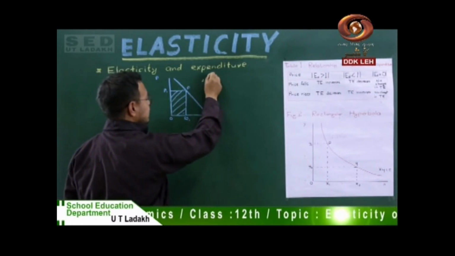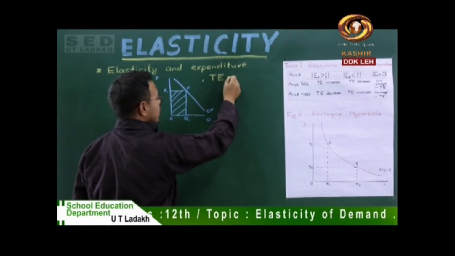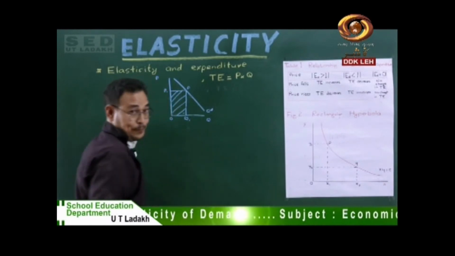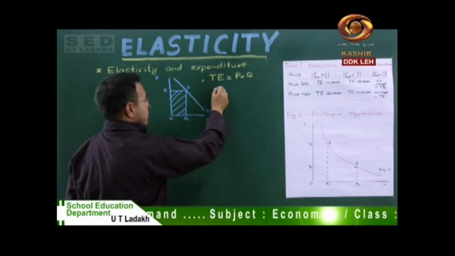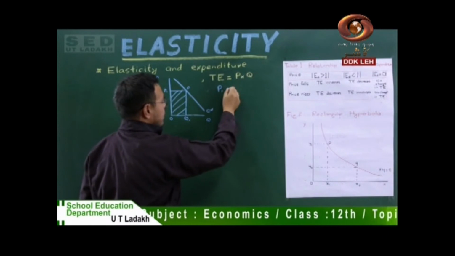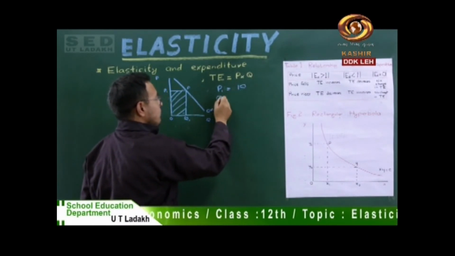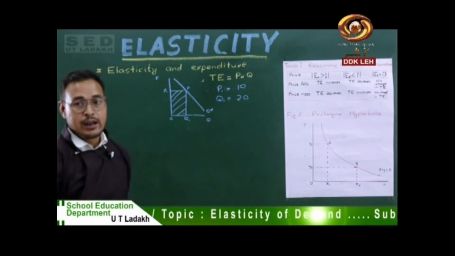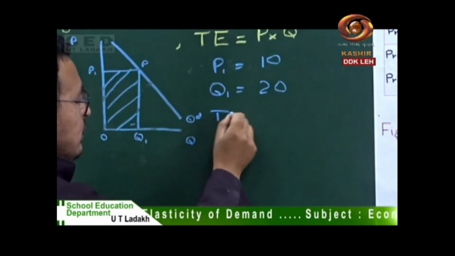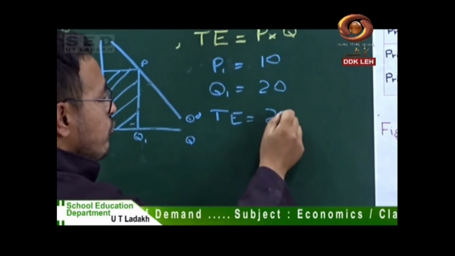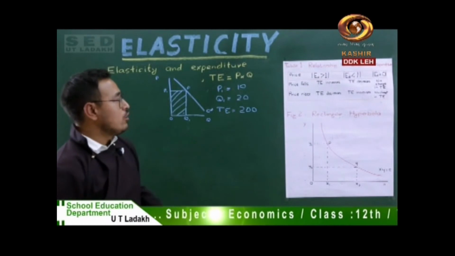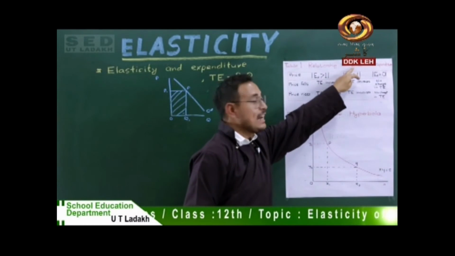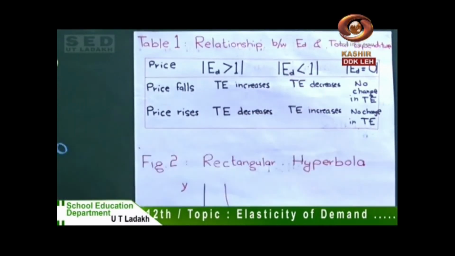Or in other words, if I say what is your total expenditure? Total expenditure is simply a multiple of price and quantity. Suppose the price of a product is 10 rupees and I am demanding 20 units of that product, then the total expenditure is simply 200 rupees. Now I am using this table to understand the relationship between elasticity of demand and total expenditure.